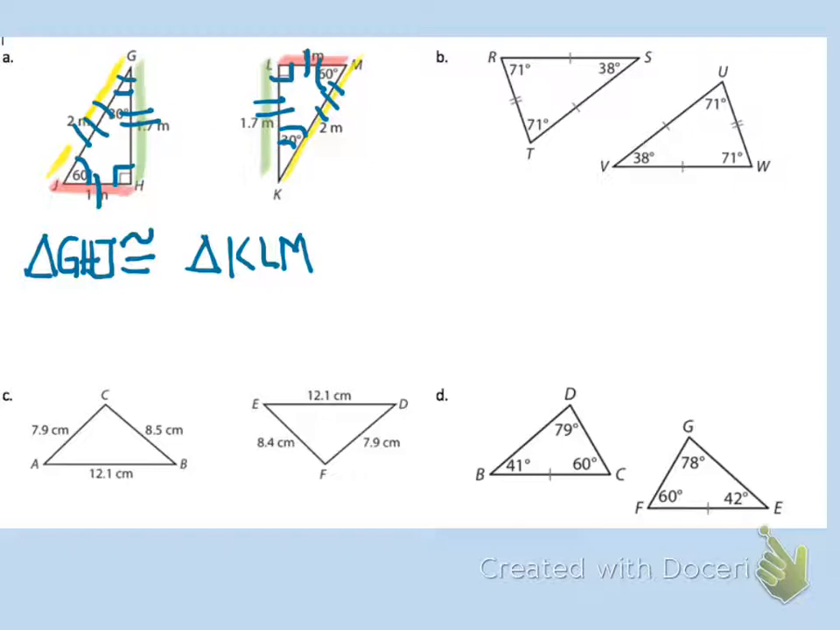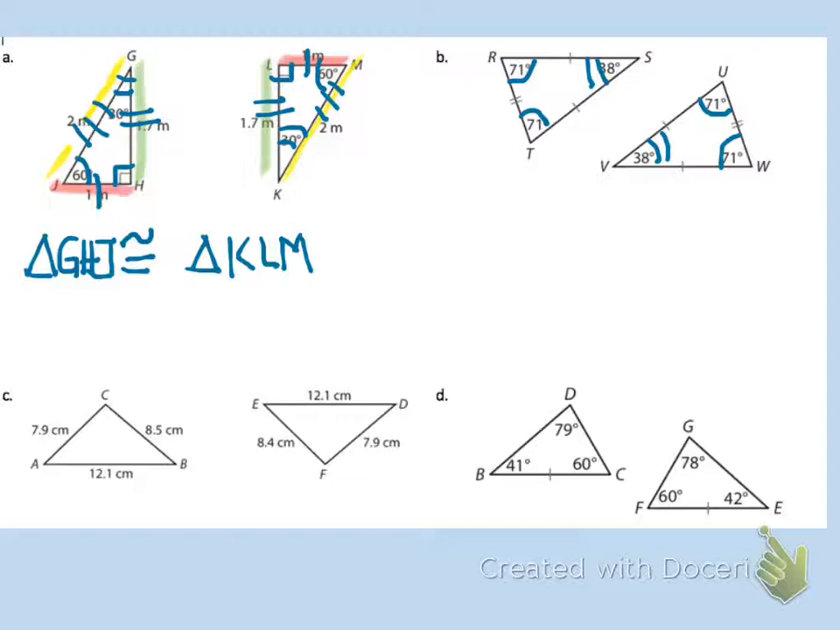So let's take a look at B. With B, I'm going to start with the angles first. There's a 71 degree angle here and one here. Oh, and then there's another one over here and another one here. These 2 triangles are called isosceles triangles. They have actually 2 pairs of angles that are the same. And then there's this angle up here that's 38 degrees, and those are equal.